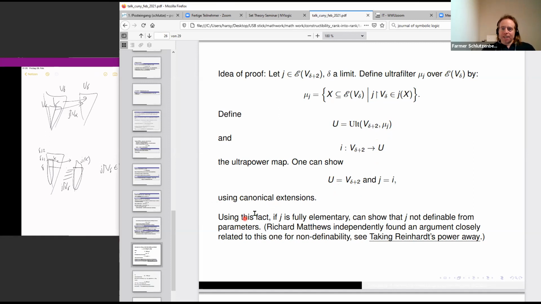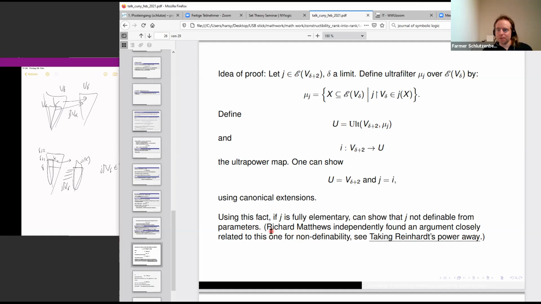Okay, and then from this fact, the fact that the ultrapower is all of V delta plus 2, you can show that J, this original J, is not definable from parameters. And the argument here uses that the ultrapower map is cofinal.